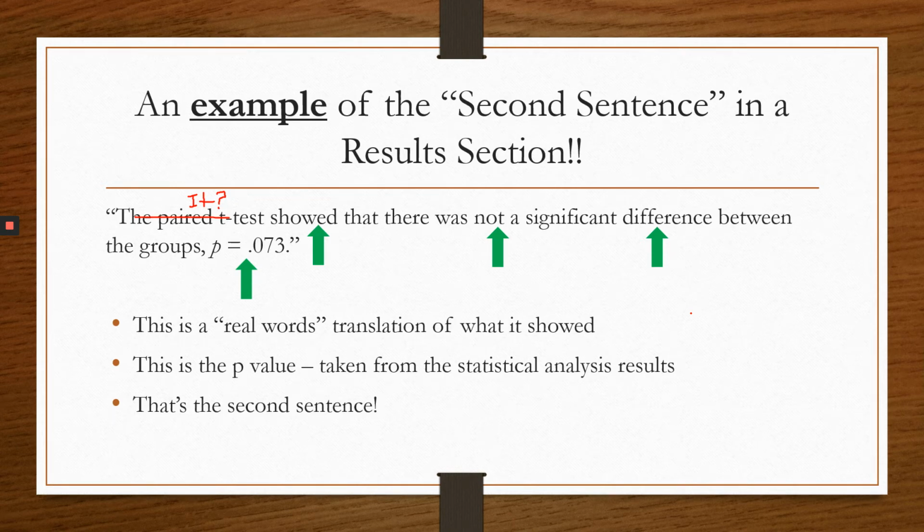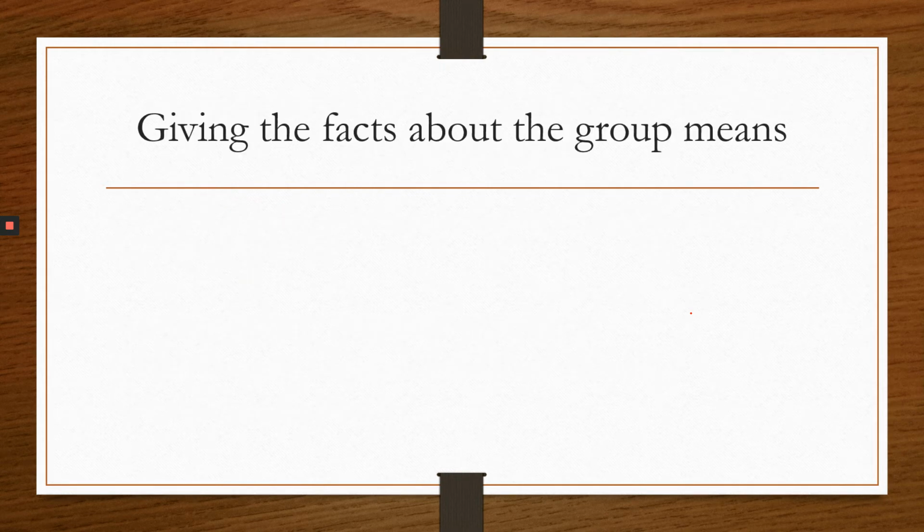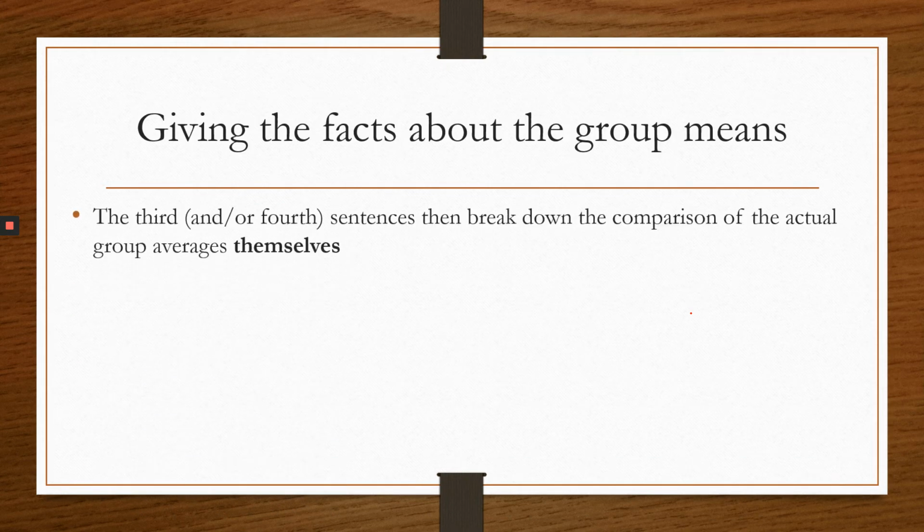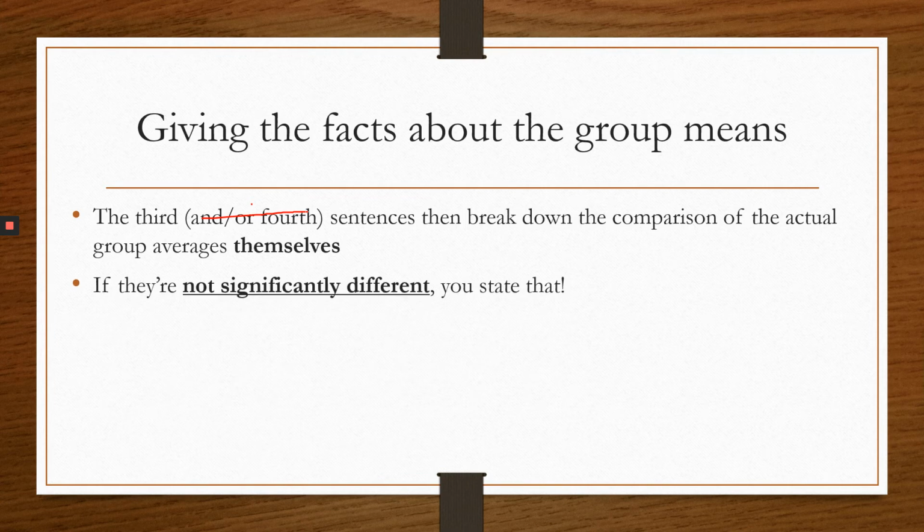Okay, so that's it. Now the third sentence, and maybe a fourth. A lot of times there's not even a fourth, so you could probably just say third. Break down the comparison of the actual group averages themselves. And some of you, when you got into ANOVA, you completely went off the deep end. I don't know where you were going. It's still just comparing averages, guys.